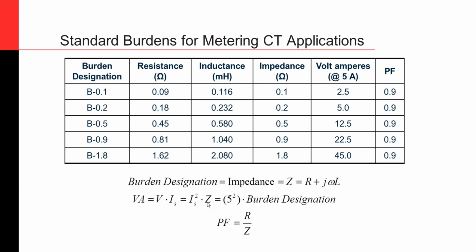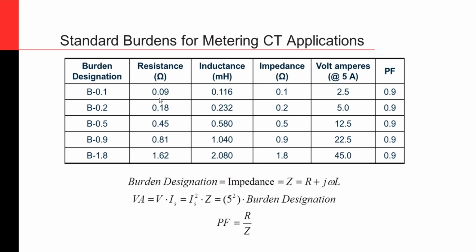V times IS, which is also equal to I squared, the secondary current, times the impedance offered by the CT circuit on the CT itself. Now, if you think about it, the secondary current is typically either 1 amp or 5 amp. So that is nothing but 5 squared times a burden designation for a 5 amp secondary CT, or 1 squared times burden designation for a 1 amp secondary CT. Power factor is measured or calculated as R by Z.